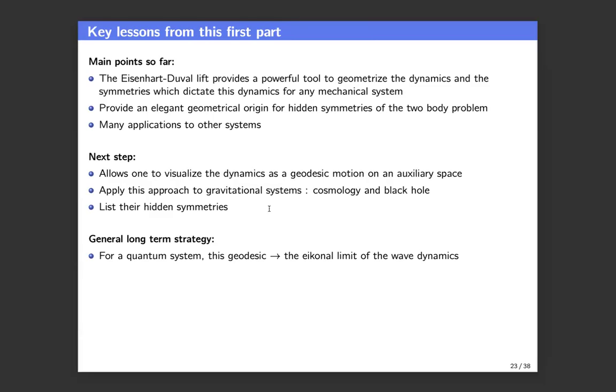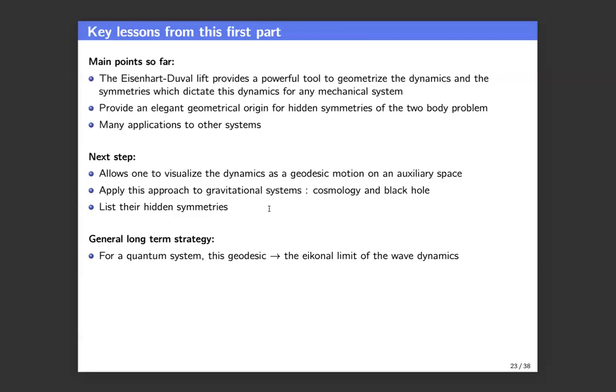I have to say that initially we ended up doing this because we found, by clever guess, some new symmetries in cosmology and black hole mechanics. And we struggled to understand what was the origin of this until we found this Eisenhart-Duval lift method. And everything became very transparent using this, okay?